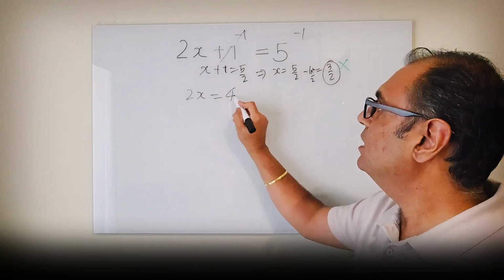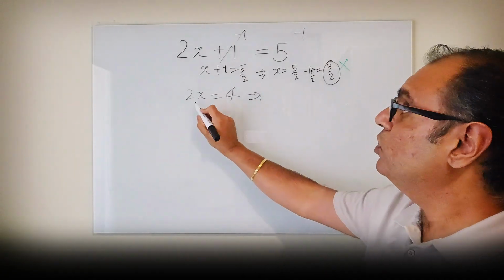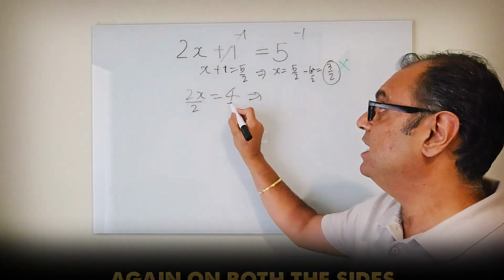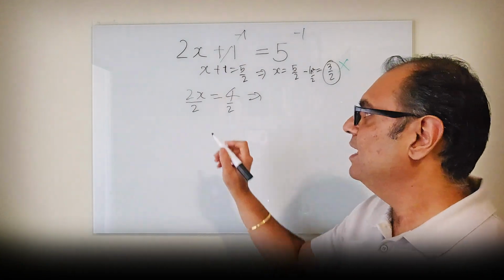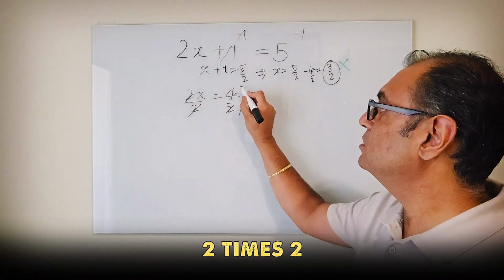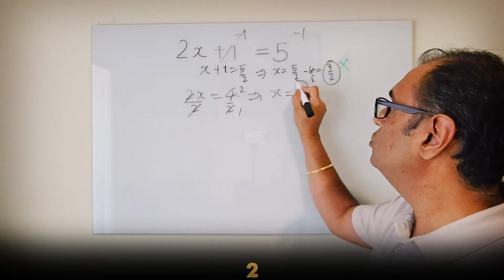When you take away 1 on both the sides, 1 cancels and your equation becomes 2x equals to 5 minus 1, which is 4, which eventually means that now you just have a 2 which is multiplying your x. So you do the reverse operation again on both the sides. And now this 2 cancels. 2 times 1, 2 times 2 is 4. So x is nothing but 2.